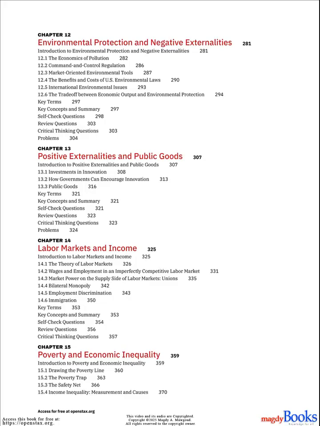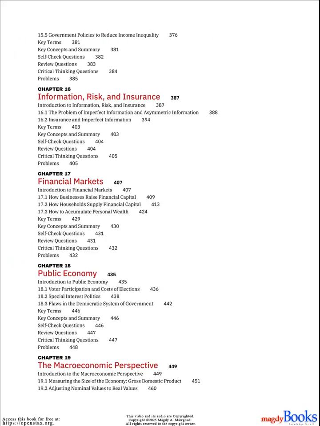Chapter 15, Poverty and Economic Inequality. Introduction to Poverty and Economic Inequality. 15.1, Drawing the Poverty Line. 15.2, The Poverty Trap. 15.3, The Safety Net. 15.4, Income Inequality: Measurement and Causes. 15.5, Government Policies to Reduce Income Inequality. Key terms, key concepts and summary, self-check questions, review questions, critical thinking questions, problems.